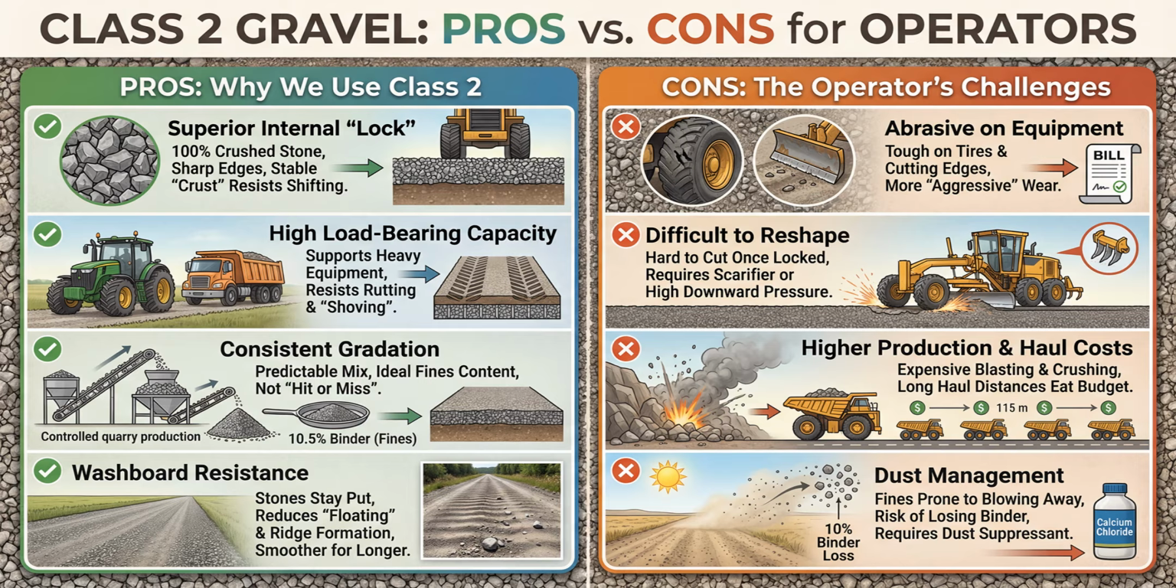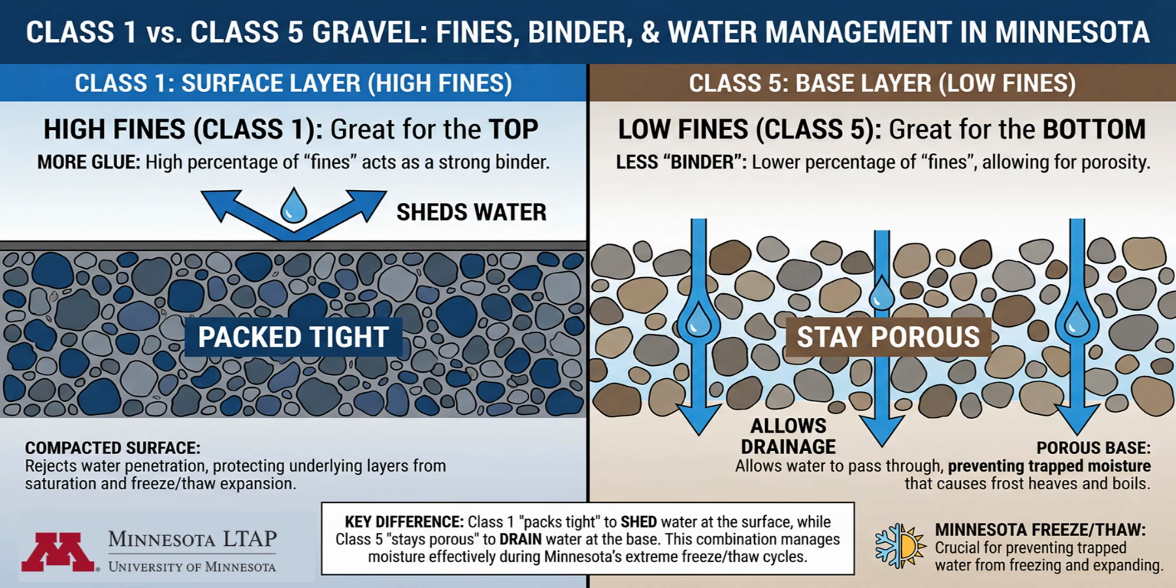Per the 2025 Minnesota Gravel Spec, Class 5 gravel is primarily designed as a base material. It is the foundation of your gravel road. Because it is built to be a base, its physical behavior is very different from the surfacing gravels, Class 1 or Class 2, you might be used to blading.